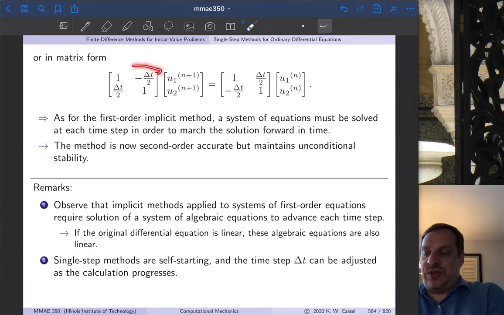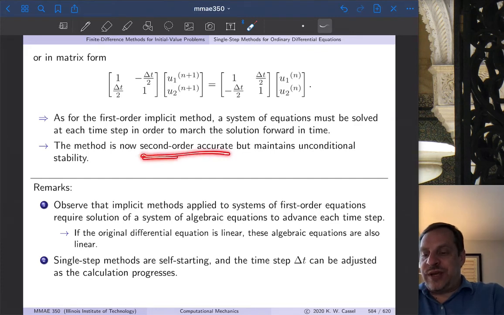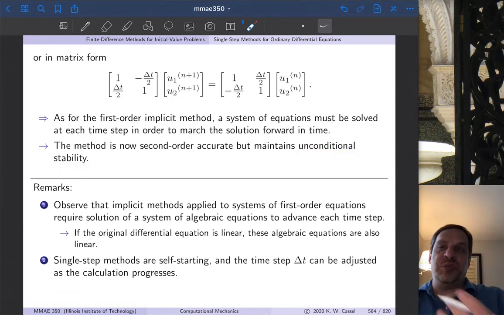So you could take the inverse of this and bring it over, multiply these two together, they don't change, and then you can solve the system of equations one after the other to march the solution forward in time. Again, it is second order accurate now in time, and it's unconditionally stable. So it's a little bit harder, a little bit more work than any of the other two methods, but again, the gain is better accuracy and better stability.